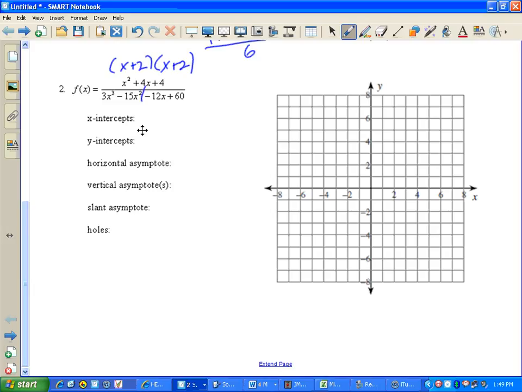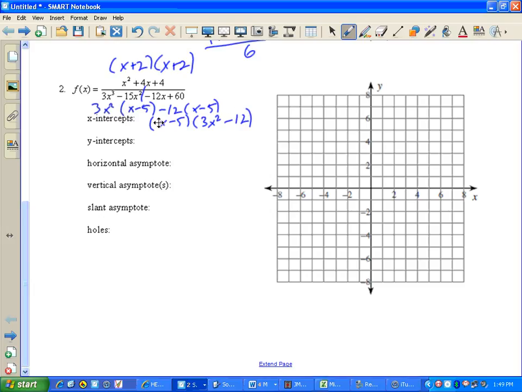The bottom, I'm going to factor by grouping. So out of these two, I can take out a 3x squared, which leaves me with x minus 5. Out of these two, I can take out a negative 12, which leaves me with x minus 5. And out of these two terms, I can take out the x minus 5, which leaves me with 3x squared minus 12.